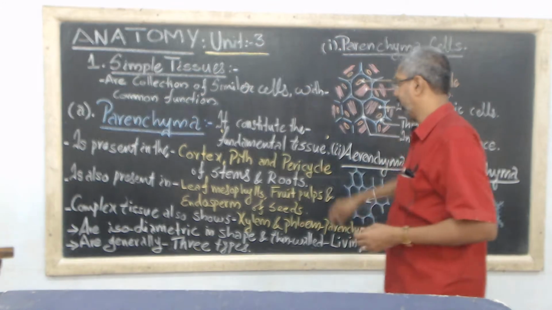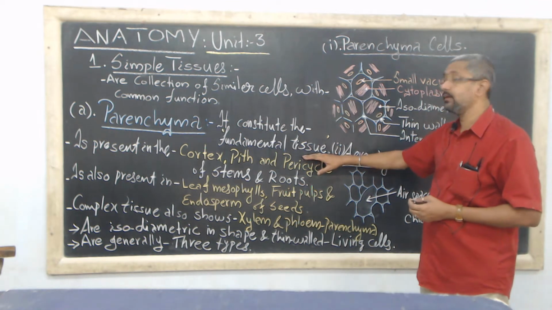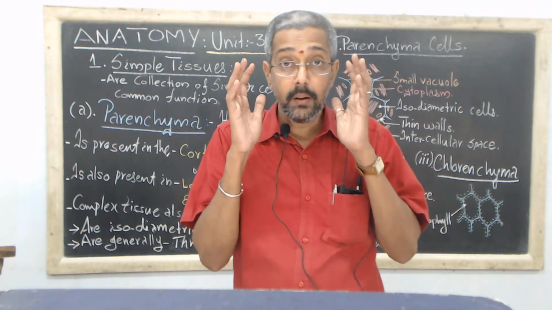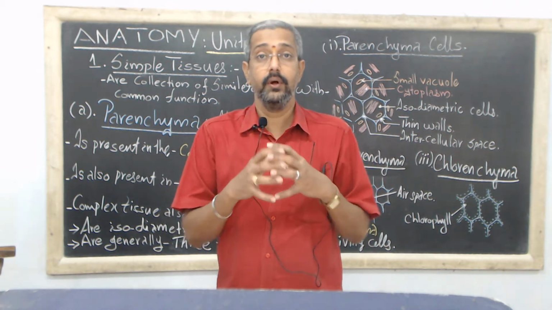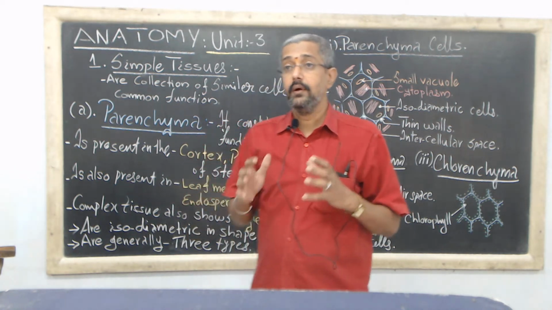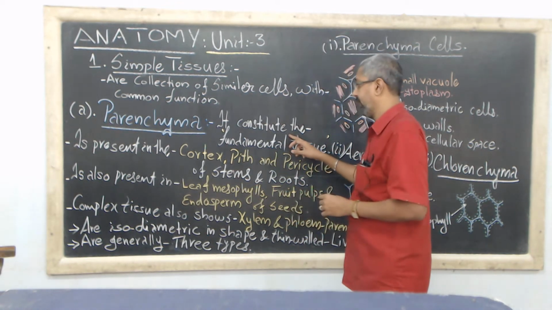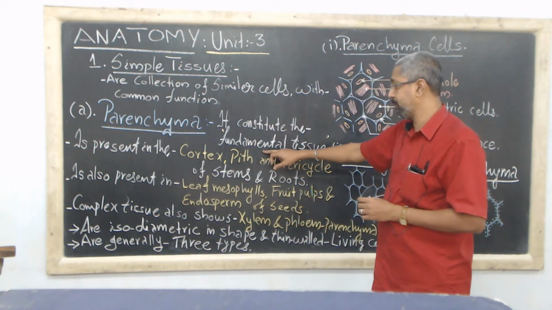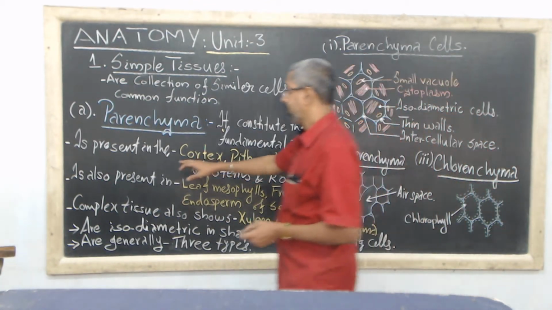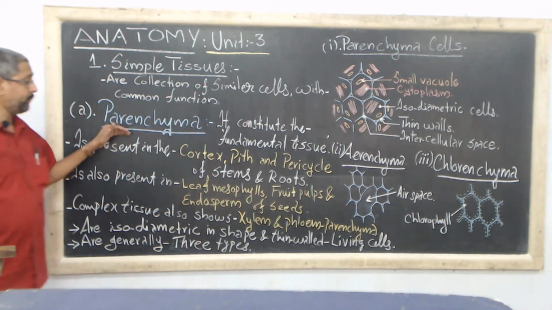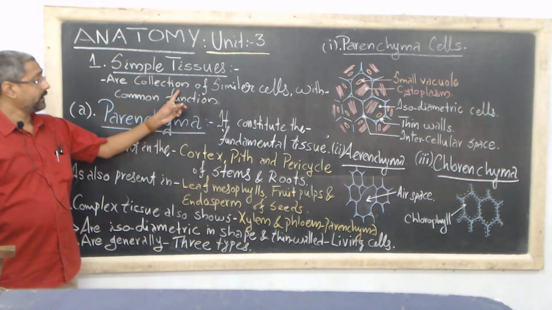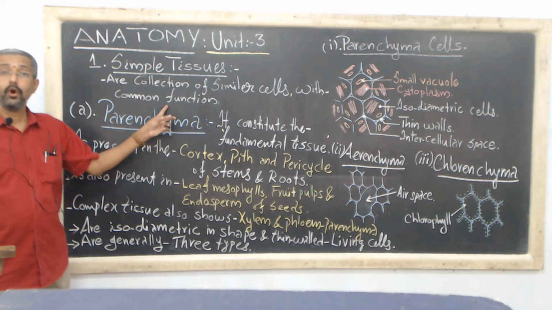What is parenchyma? It constitutes the fundamental tissue. What does fundamental mean? Fundamental means it is the base. The entire plant body is structured by the parenchyma cells. That is why parenchyma cells are named fundamental tissue. It is made of similar cells having a common function.